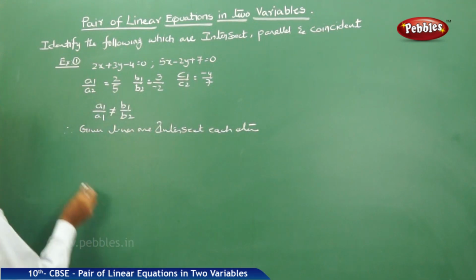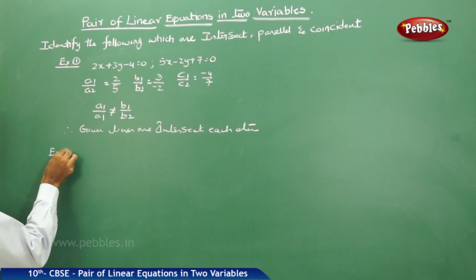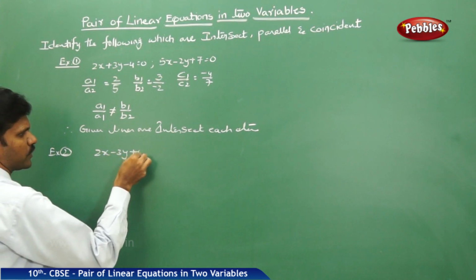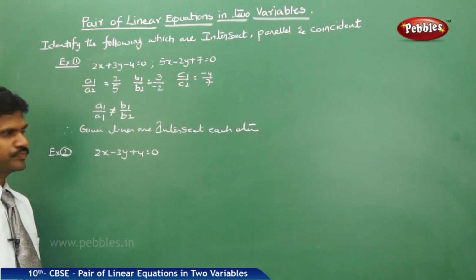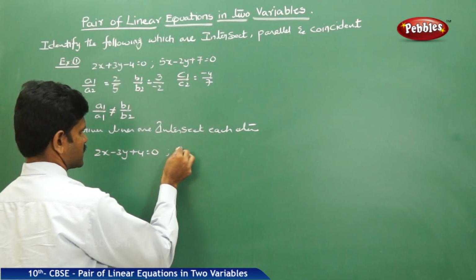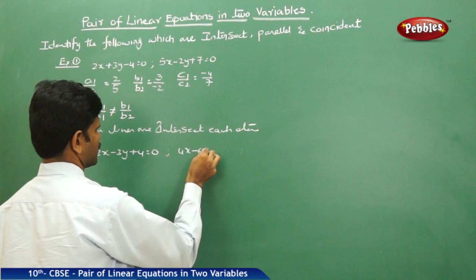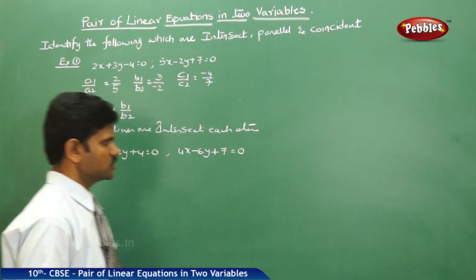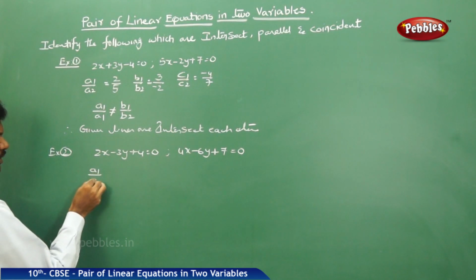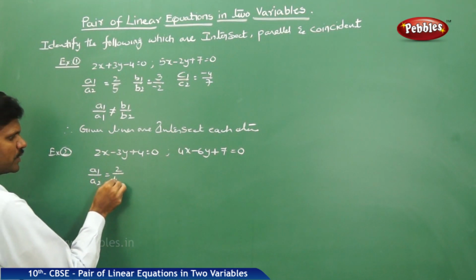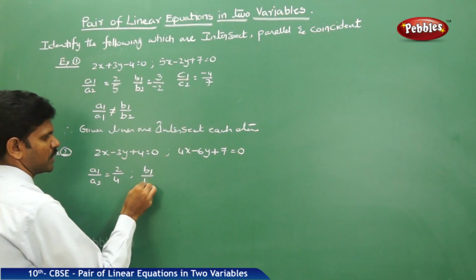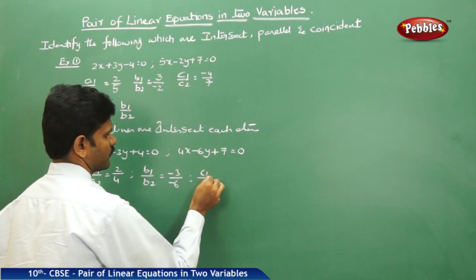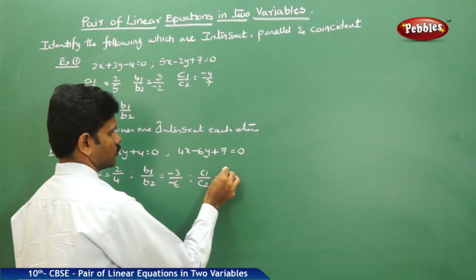Now, come to example 2. 2x minus 3y plus 4 is equal to 0. Next, second equation, 4x minus 6y plus 7 is equal to 0. Similarly, identify the positions. a1 by a2 is equal to 2 by 4, b1 by b2 is equal to minus 3 by minus 6, c1 by c2 is equal to 4 by 7.